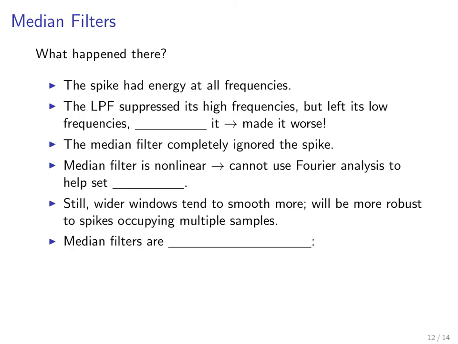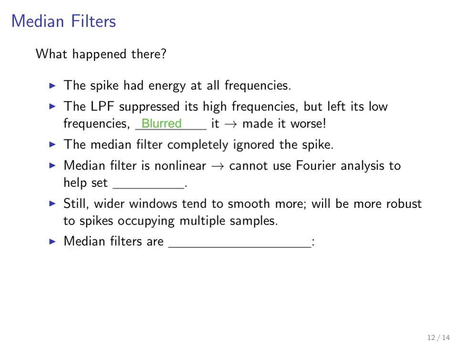So again, what happened here is that the spike had energy at all frequencies. The low-pass filter suppressed its high frequencies but left its low frequencies, which just blurred it out in time and really made it worse. The median filter completely ignored the spike, or effectively suppressed the spike completely at all frequencies. And the reason it can do this is because it's a form of a nonlinear filter. Unfortunately, that means we cannot use Fourier analysis to help set the window width.